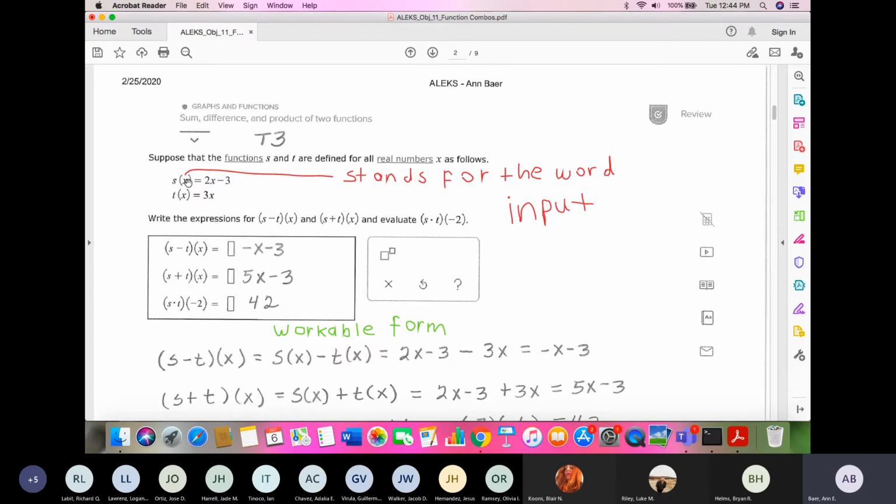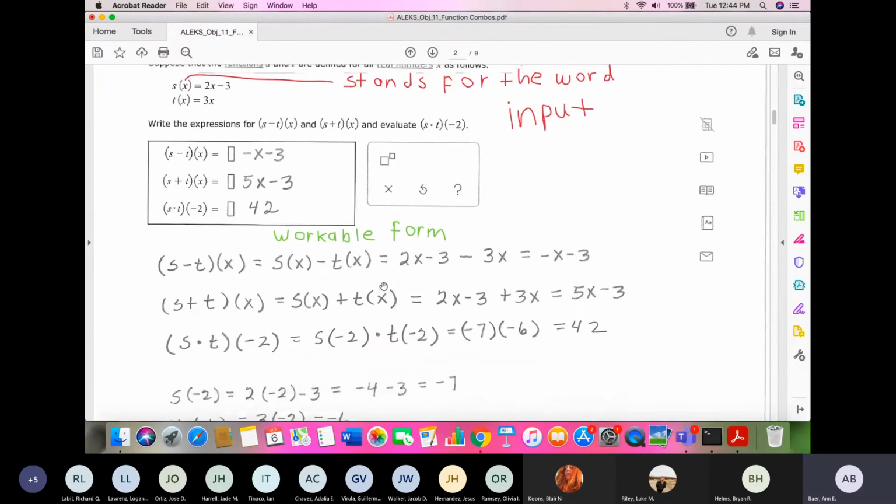So what do we want to do first? We want to find the expressions for s minus t of x, the subtraction, s plus t of x, the addition, and evaluate s times t at a particular value of x, that is a particular value of the input, which is -2, at the input -2.